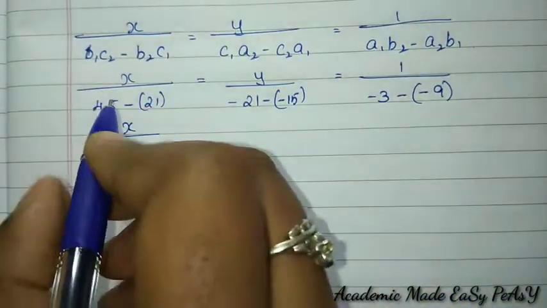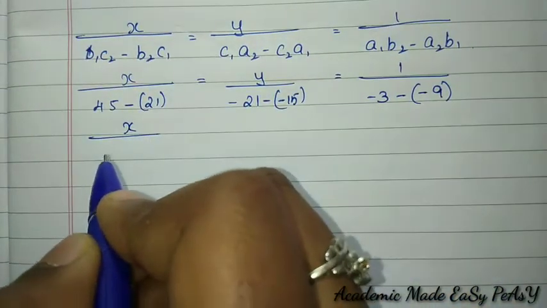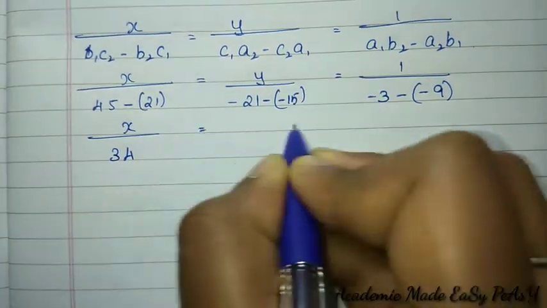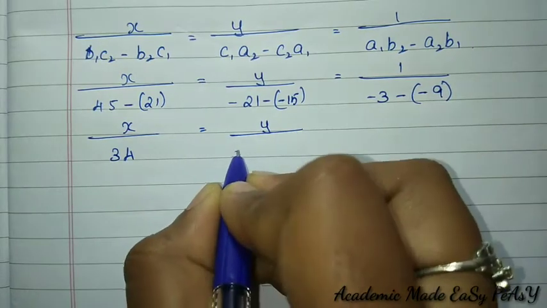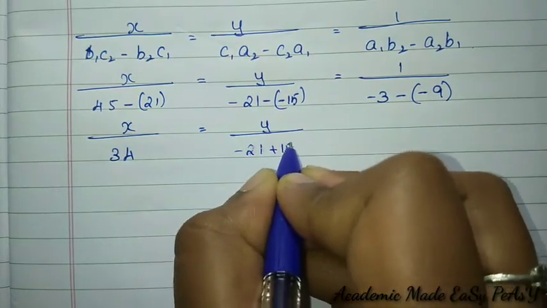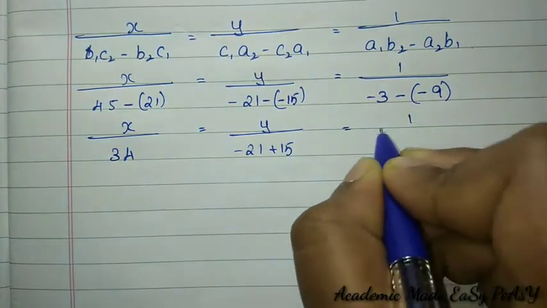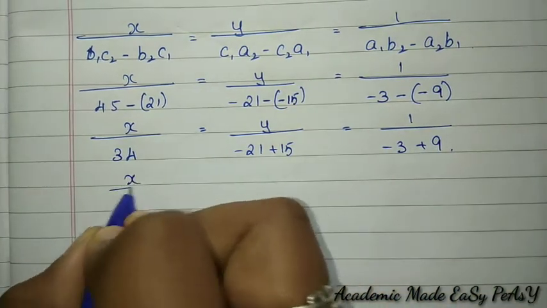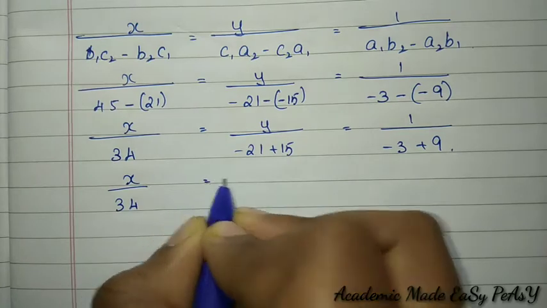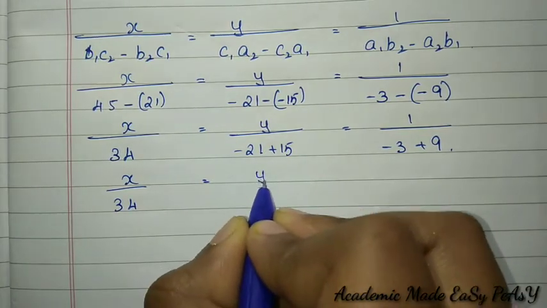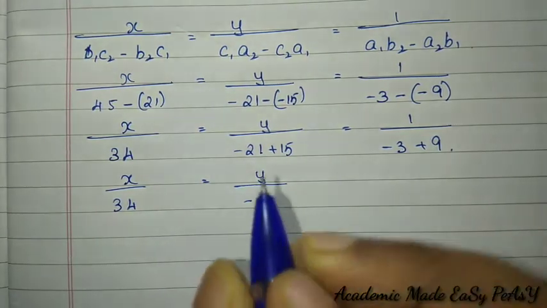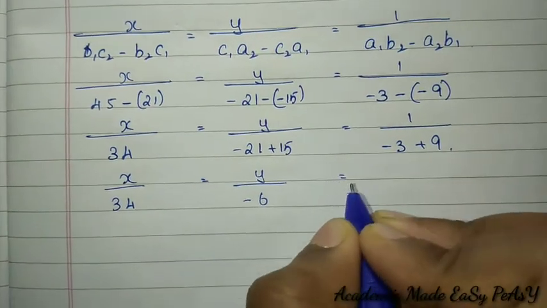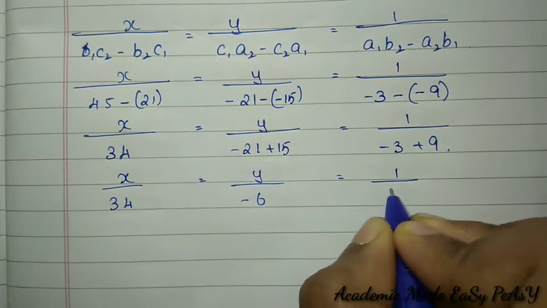So now x divided by 45 minus 21. So we will have 34 is equal to y divided by minus 21 plus 15 is equal to 1 divided by minus 3 plus 9. So x divided by 34 is equal to, and here y divided by minus 6. So minus 21 plus 15, it is minus 6, is equal to 1 divided by 6.